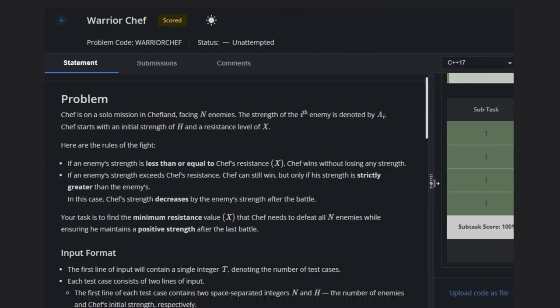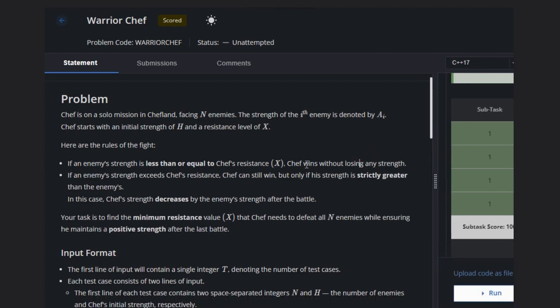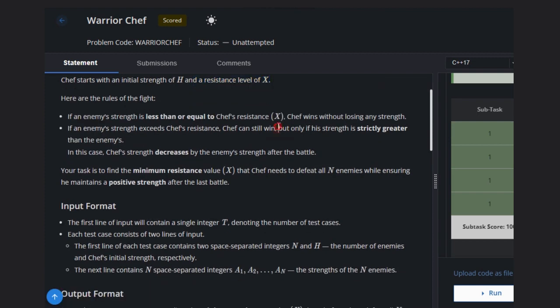Today we are going to see the Codechef problem, that is WARRIORCHEF. Let's read the problem statement. Chef is on a solo mission in Chef Land, facing an enemy. The strength of my enemy is denoted by A_i, and Chef has initial strength H and a resistance level of X. If the enemy's strength is less than or equal to Chef's resistance, Chef wins without losing any strength. If an enemy's strength exceeds Chef's resistance, Chef can still win, but only if his strength is greater than the enemy's. In this case, Chef's strength decreases by the enemy's strength after the battle.